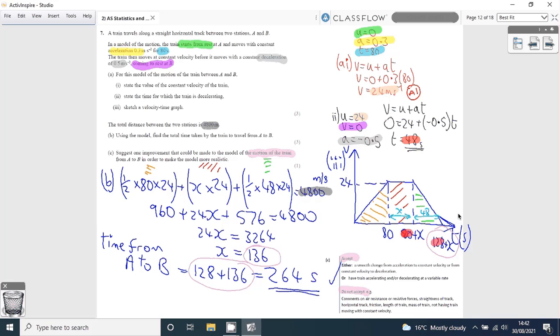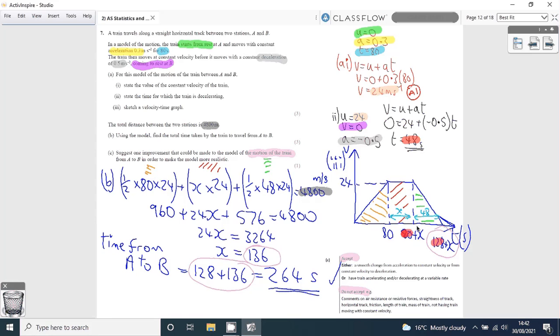So here is my velocity time graph. For the first 80 seconds I travel, I end up with a final velocity of 24. I then have a period of time, which I'm calling x, where I go at a constant speed. So by then the time will have been 80 plus x, okay?